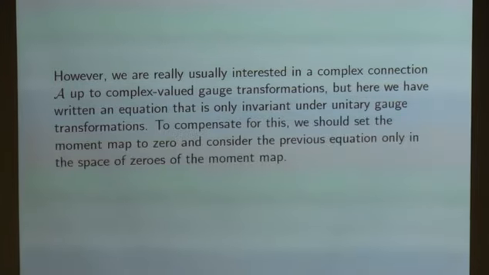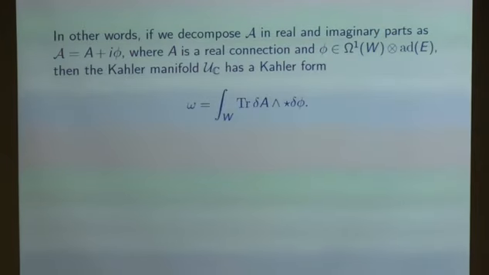To compensate for this, one approach is to set the moment map to 0 and consider the previous equation only in the space of zeros of the moment map. In other words, we're on a Kähler manifold. The metric we wrote before is actually a Kähler metric on the space of connections, and there's a corresponding Kähler form, where I've written the complex valued connection in terms of its real and imaginary parts. A is a real connection, and I've called the imaginary part i phi, where phi is a one-form with values in the adjoint bundle.